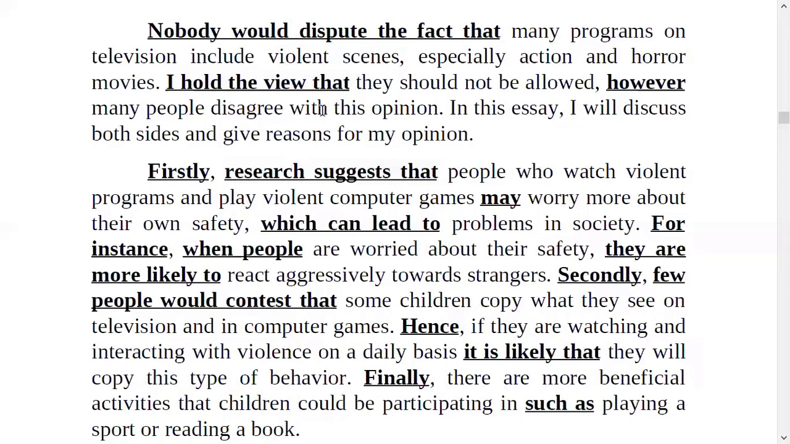So you see here the phrases are in bold. The first phrase is "nobody would dispute the fact that." And then "however," where we are changing the direction. And here we are expressing our own opinion: "I hold the view that."